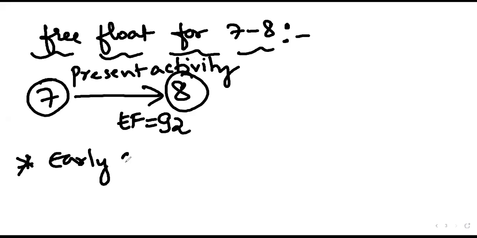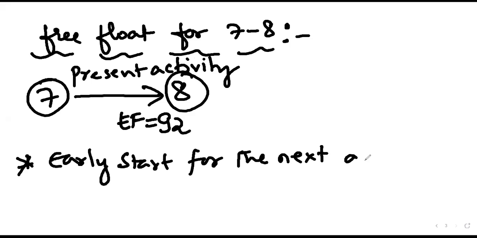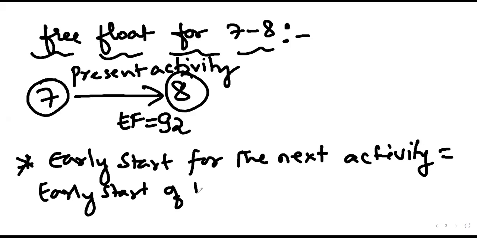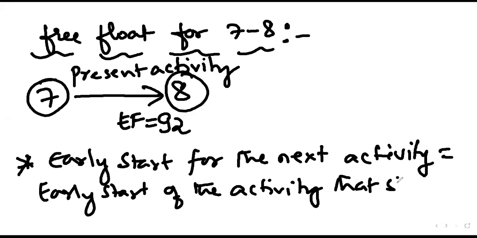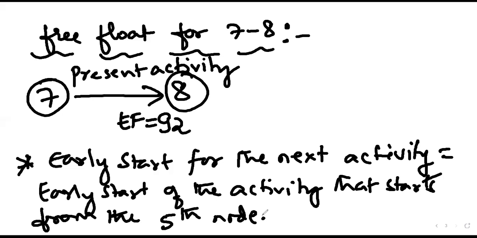The early start for the next activity is equal to the early start of the activity that starts from the 5th node. All right. So the activity that starts from the 5th node will be the next activity.